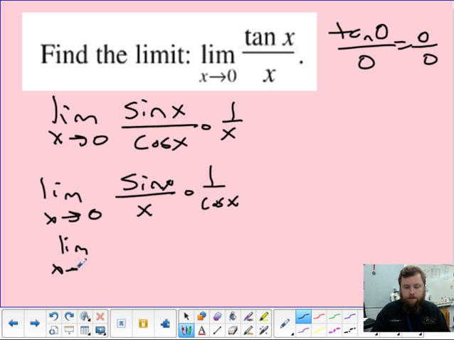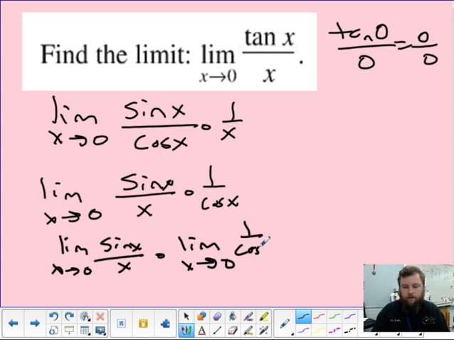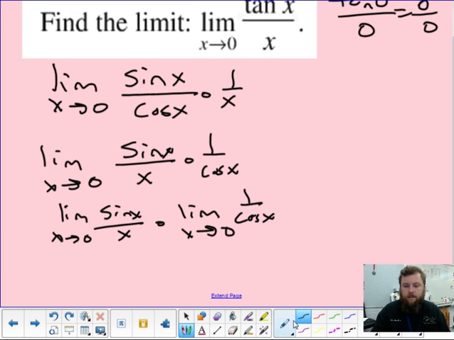So in this case, we can break these up. Limit as x approaches 0 of sine of x over x times the limit as x approaches 0 of 1 over cosine of x. And knowing this, we know this limit right here is 1, times if you're plugging in 0, you get 1 over cosine of 0. Cosine of 0 is 1. So 1 times 1, and so your answer is 1. That's it.